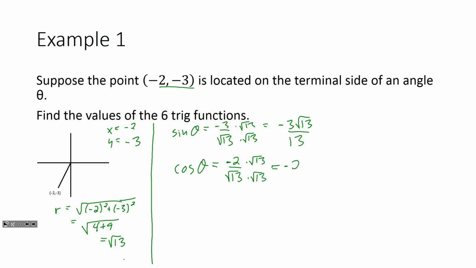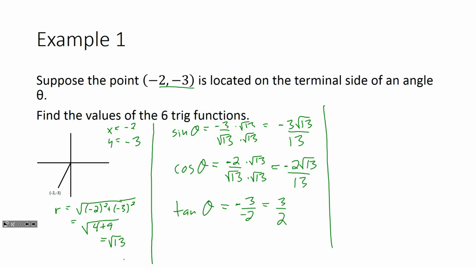We will have negative 2 square root of 13 over 13. Finally, the formula for tangent of theta is just y over x. That will be -3 over -2, which will be 3/2. So we got the first three trig functions rather quickly. Let's find the reciprocals of those.